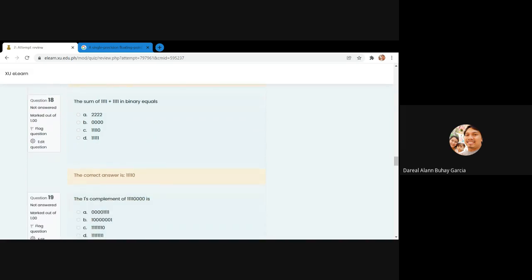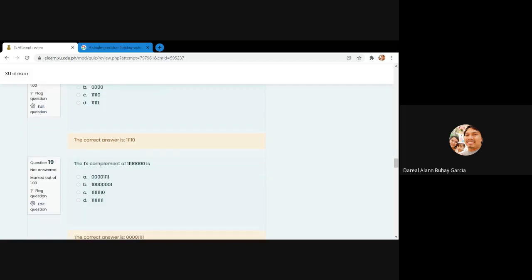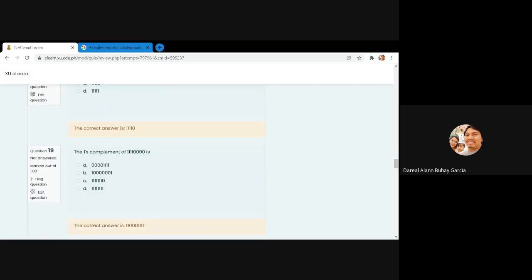The ones complement. What is the difference between ones complement and two's complement? Ones complement is just the inverse, while two's complement is the inverse plus 1. So the answer is A: 00001111.